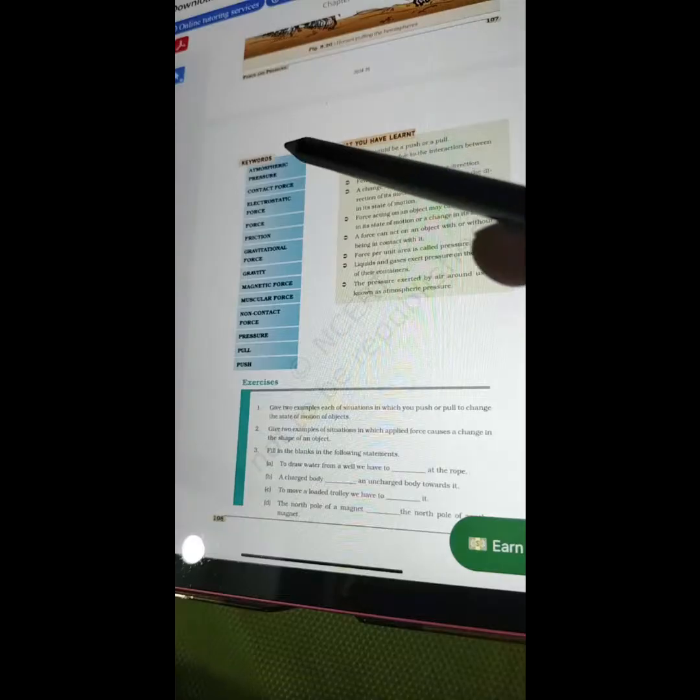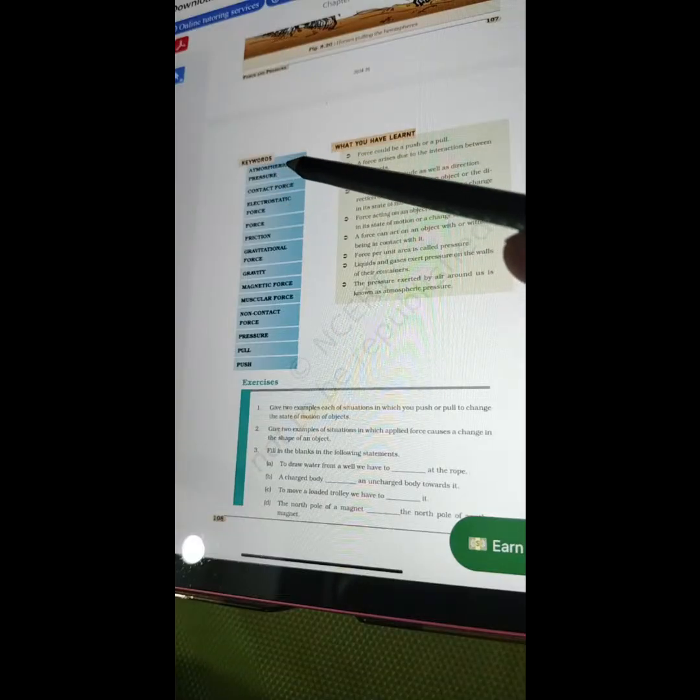With this, we are done with the reading of this chapter. The keywords used in this chapter are atmospheric pressure, contact force, electrostatic force, force, friction, gravitational force, gravity, magnetic force, muscular force, non-contact force, pressure, pull, push.